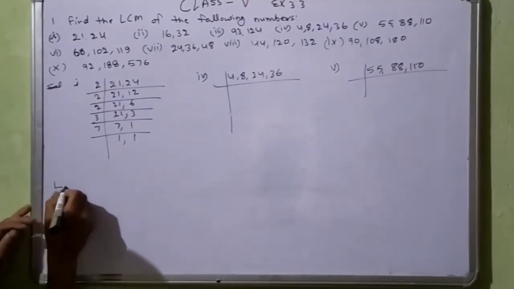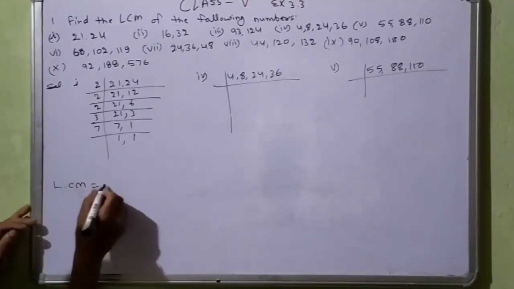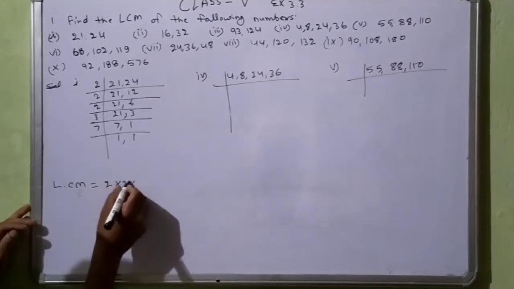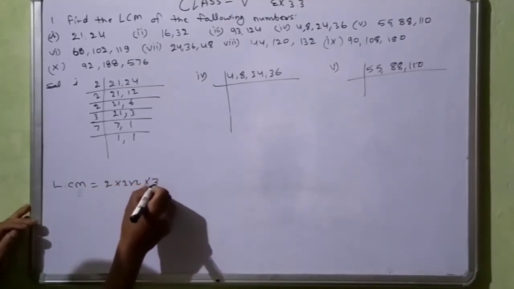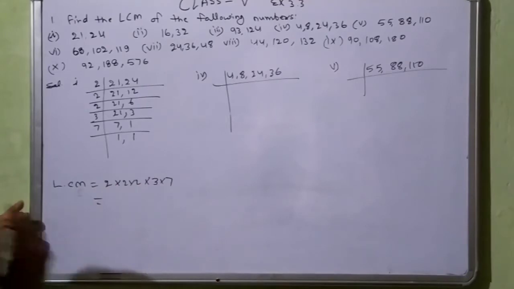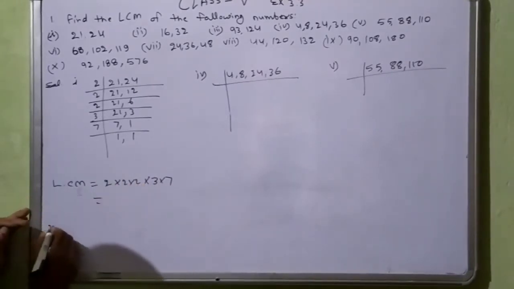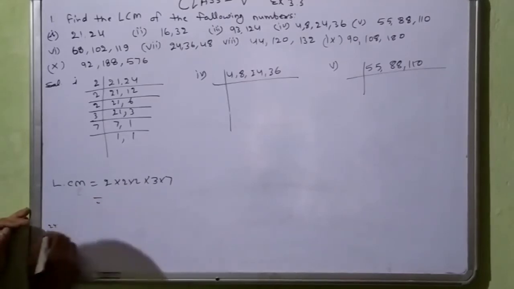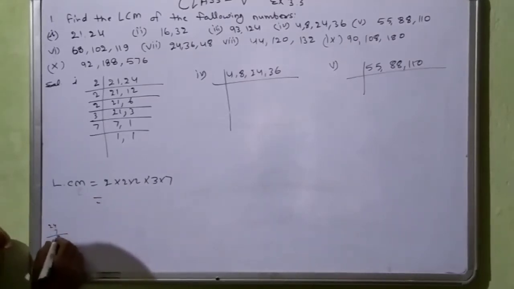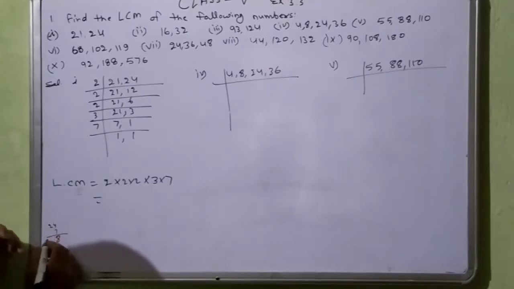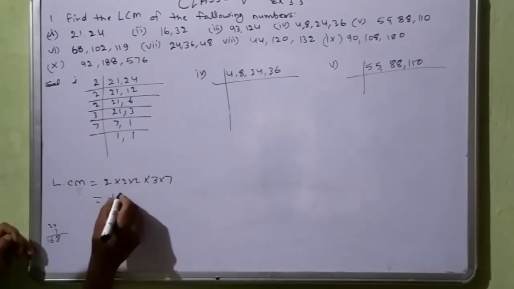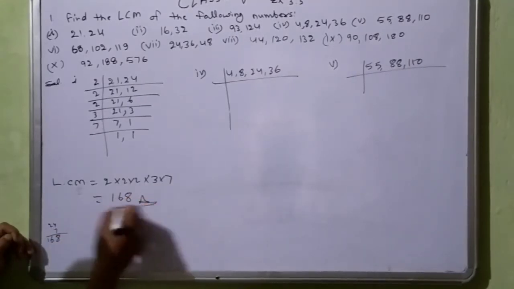Now the LCM. LCM is equal to 2 into 2 into 2 into 3 into 7. That is 2 twos are 4, 4 twos are 8, here 24. 24 sevens are 168. That is the answer. Write it.